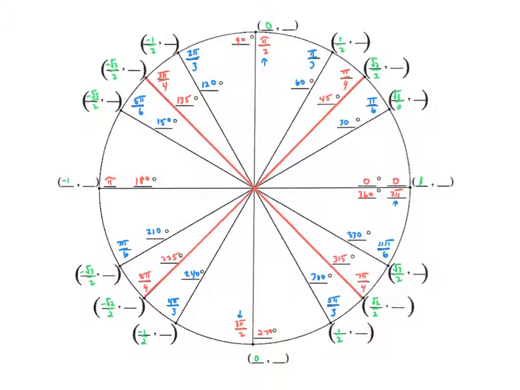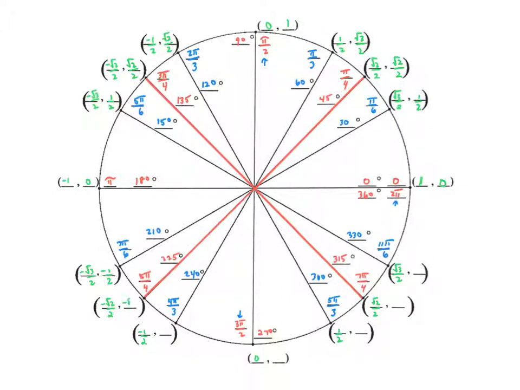We're going to think about the y values similarly. So the y values start at 0 and they start going up gradually. 1/2, √2/2, √3/2, 1. Now they start going back down. √3/2, √2/2, 1/2, 0.